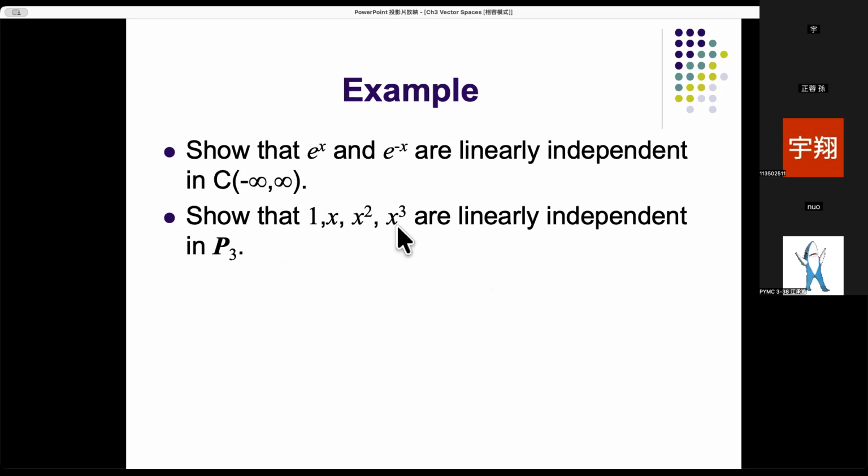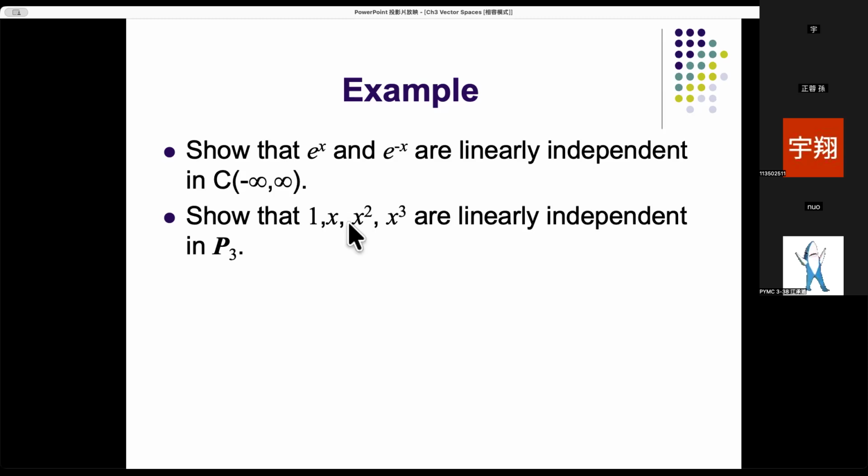To show that 1, x, x squared, x cubed are linearly independent in P3, the important thing is the definition of linear independence. So, a times 1 plus b times x plus c times x squared plus d times x cubed equal to 0. We need to show that for this equation to hold, a, b, c, and d have to be all zero.